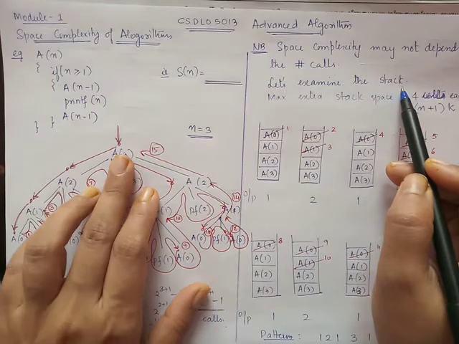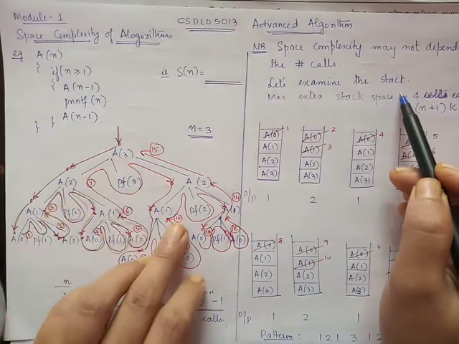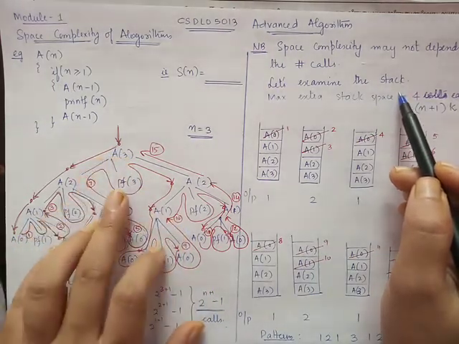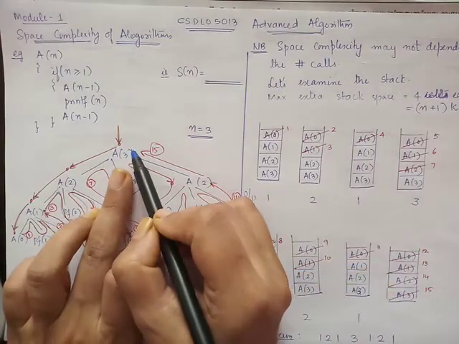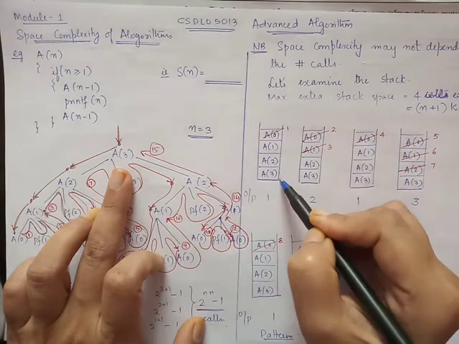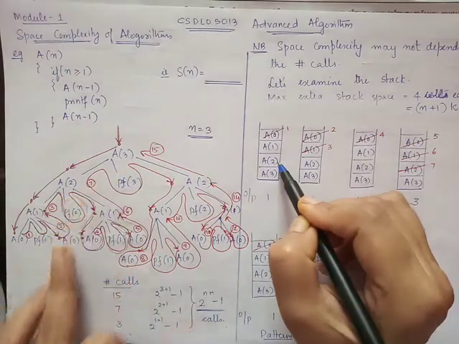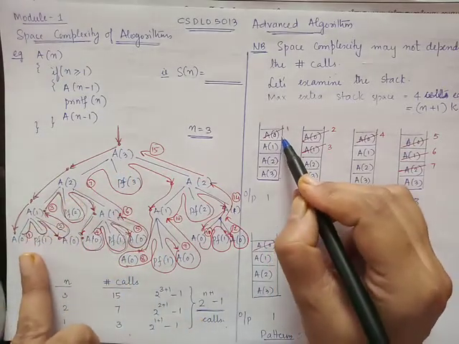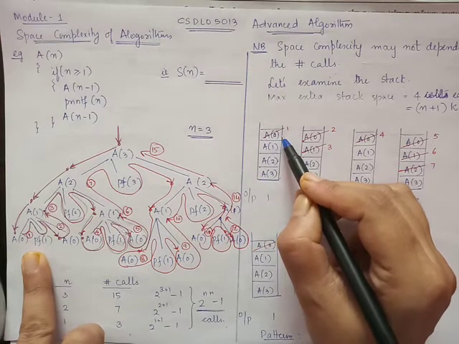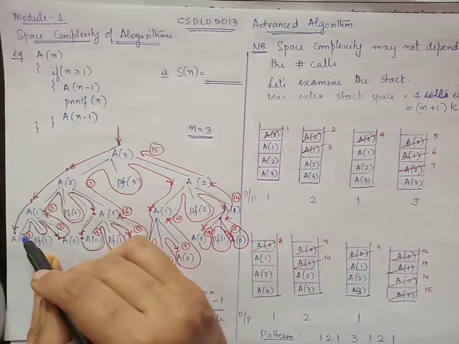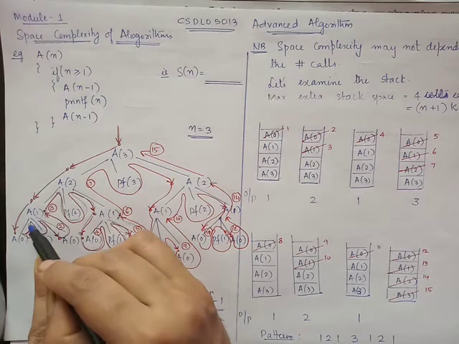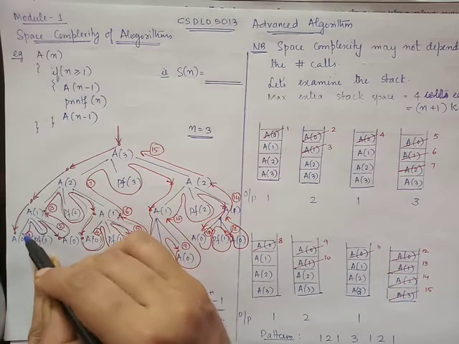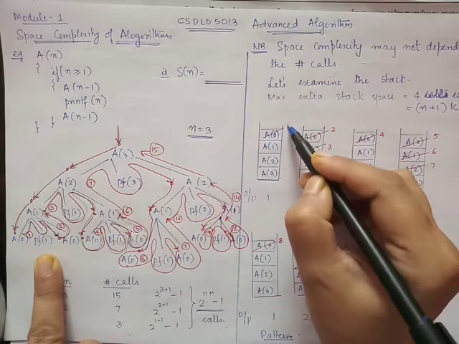Okay, so we are going to start traversing this recursive tree from top to bottom and left to right. Here we started from the root node A of 3. So we pushed it onto the stack, which in turn calls A of 2, which in turn calls A of 1, and which in turn calls A of 0. Now, when we are done visiting this node A of 0 and proceeding further, that means it is visited, so we are going to pop it off. That is the first pop operation.